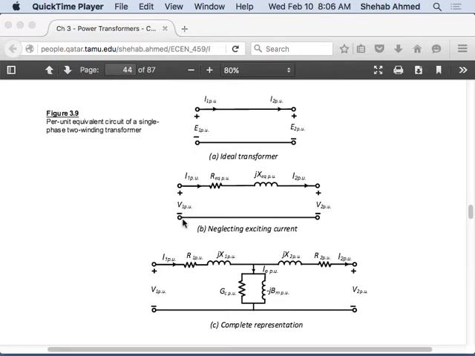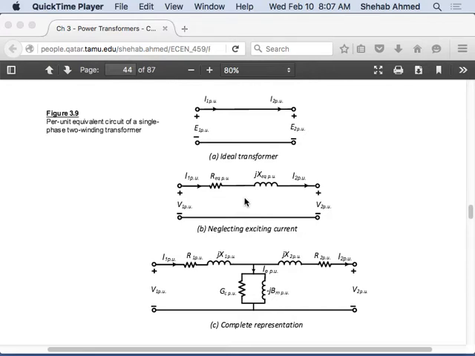So now these become the terminal voltages, not the back EMF voltages, right? E is the voltage developed at the winding itself, right? At the winding, not the terminals. If you want to include the effect of the series resistance and the leakage flux, then we have to put this series impedance in place, right?